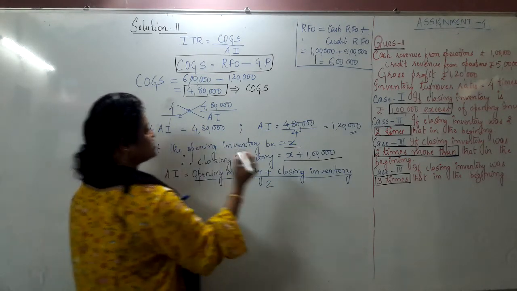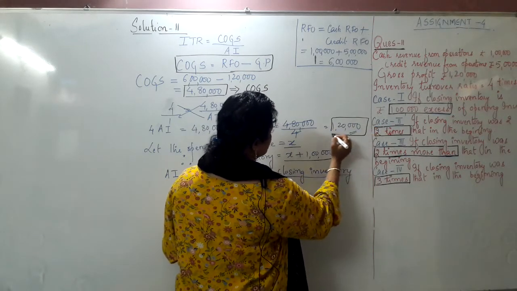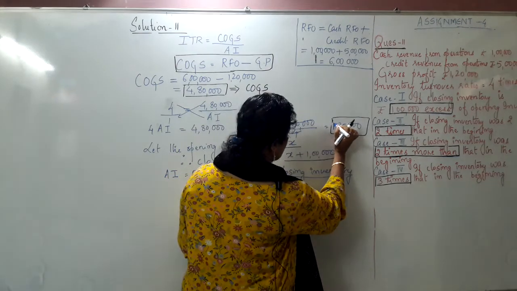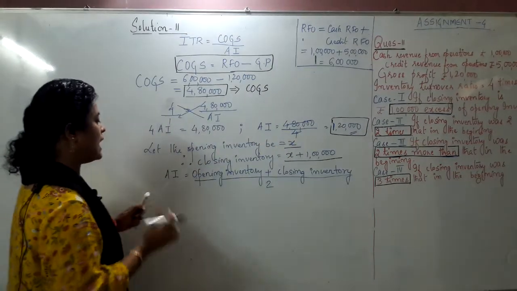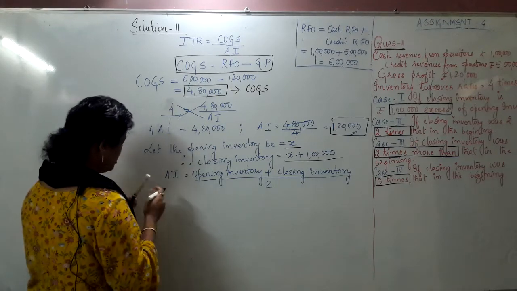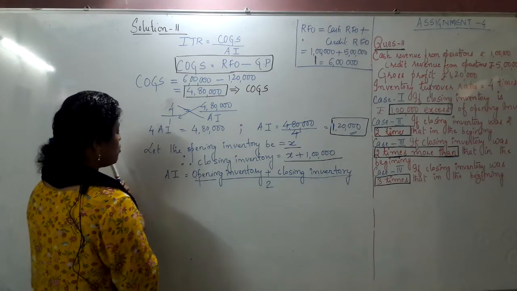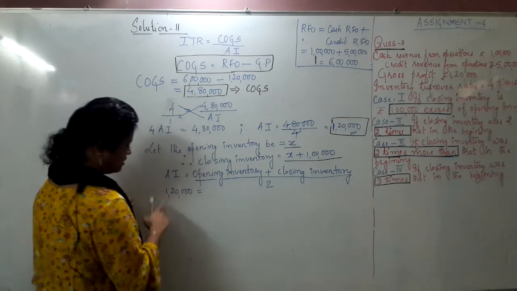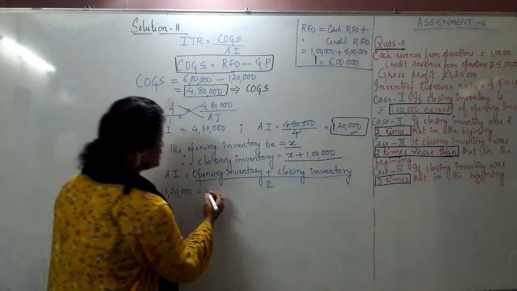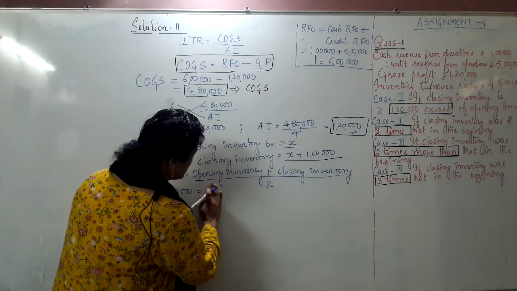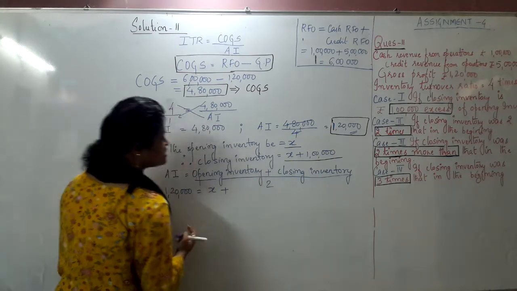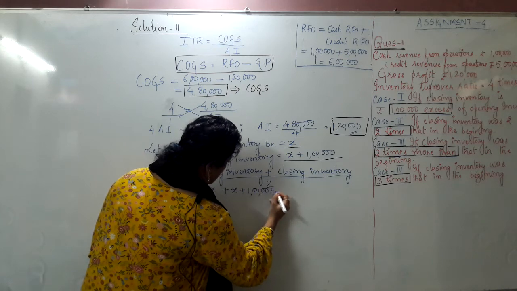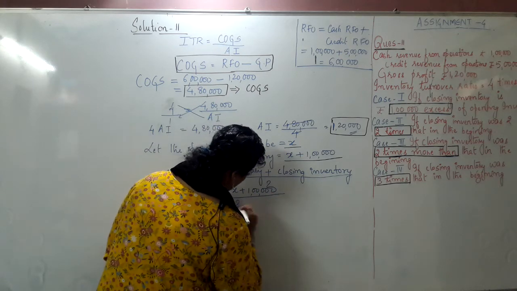Where is our average inventory? Here. That is 1,20,000. The value of the average inventory here is 1,20,000. Let us write down the value here: 1,20,000, in place of average inventory. Opening inventory we assumed as X. Closing inventory we assumed as X plus 1 lakh, divided by 2.